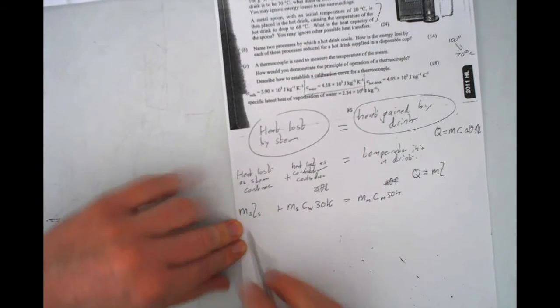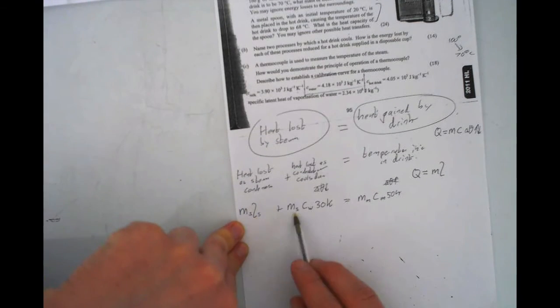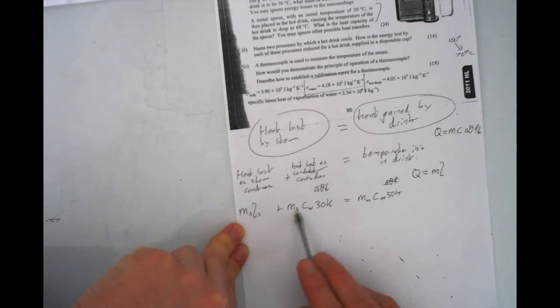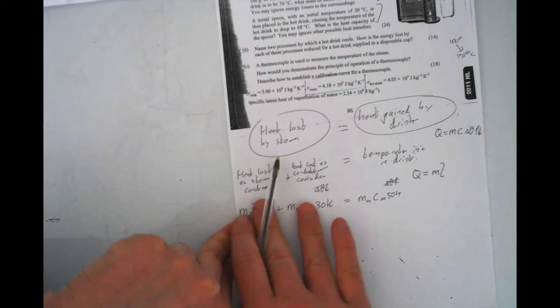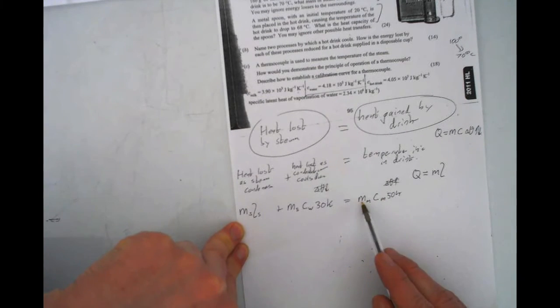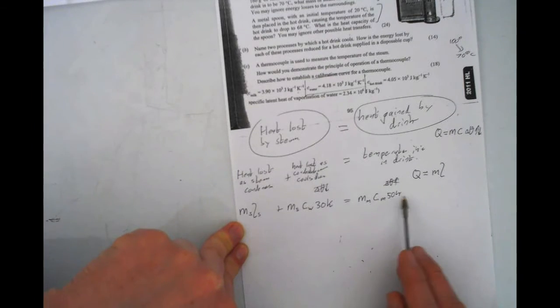So we have the mass of the steam times its latent heat of vaporization, which gives the heat loss as it condenses, plus the mass of that steam, again, now that it's cooled, times the heat capacity of water, times its temperature change. That's how much heat energy is lost altogether, which will equal the energy gained on the drink side of things, which is the mass of milk times the heat capacity of milk times 50 K.